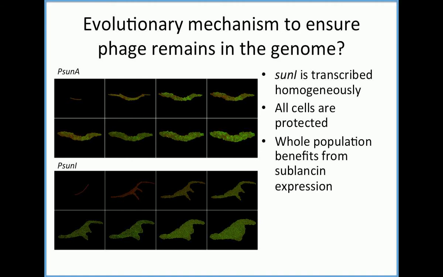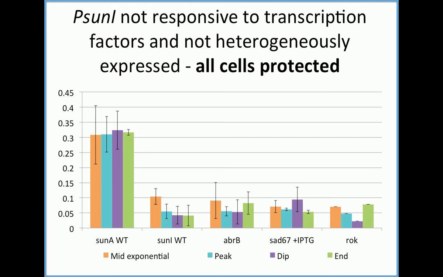And we think this is probably how, so I didn't say that the Sun operon is actually encoded on a prophage. And so the prophage remains in the genome because if it loses it and neighbouring cells are producing sablancin, they will die. So you would also predict that there will be no heterogeneity of the PsunI promoter. And indeed, this is what we see.